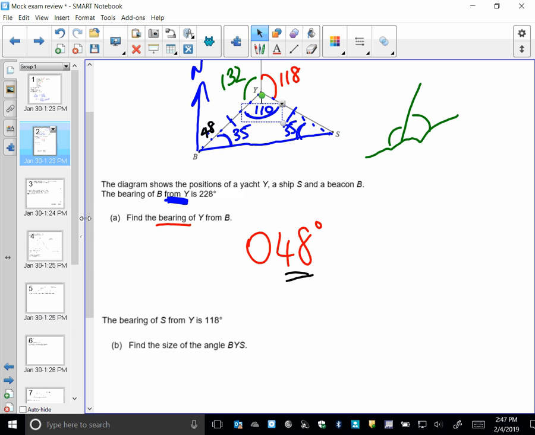So you'll only need a north line at the position where it's from. So if you were measuring something from S, then you would sketch a little north line at S.